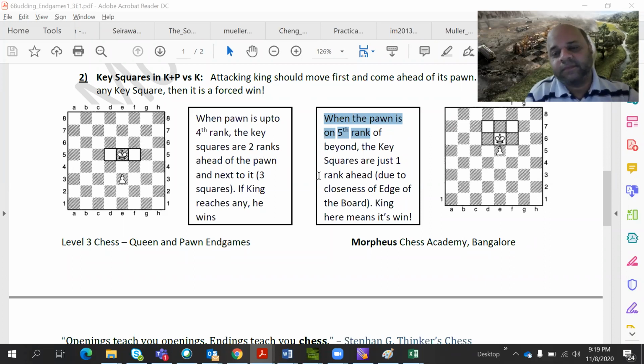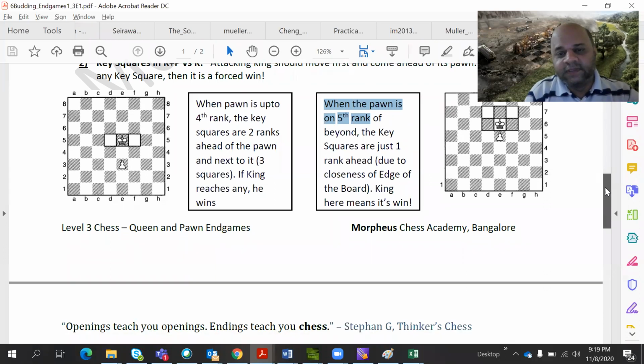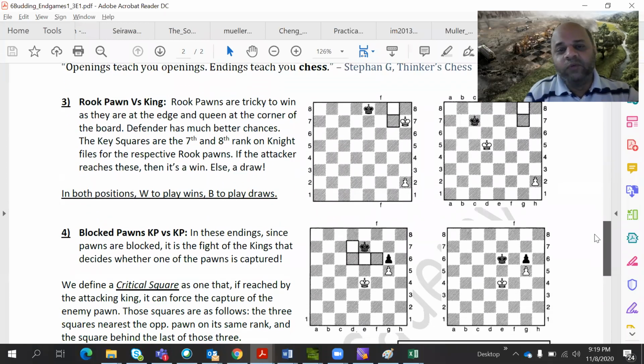Any questions on this? We will move on to the next case. See, rook pawns are always slightly complex. Complex in the sense that because rook pawns are at the edge of the board, there are more chances of getting a stalemate for the defending king.